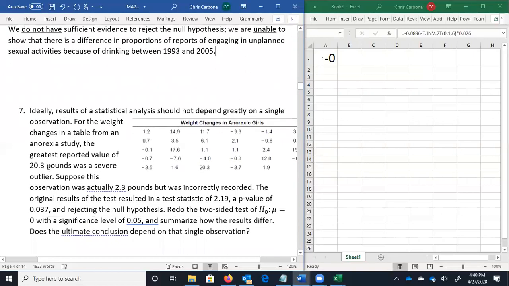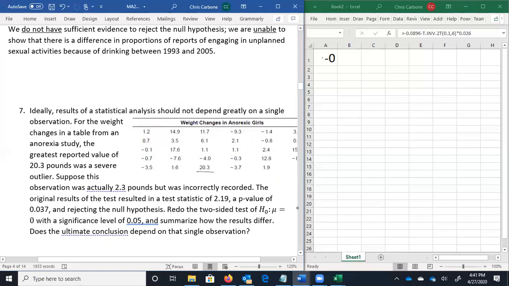Ideally, results of a statistical analysis should not depend greatly on a single observation. For the weight changes in a table from an anorexia study, the greatest reported value of 20.3 pounds was a severe outlier. I highlighted it in the version I posted online. Suppose this observation was actually 2.3 pounds, but was incorrectly recorded. The original results of the test gave a test statistic of 2.19, p-value of 0.037, and rejected the null hypothesis. We want to redo the two-sided test of the null hypothesis of the mean equaling 0 with a significance level of 0.05 and summarize how the results differ.